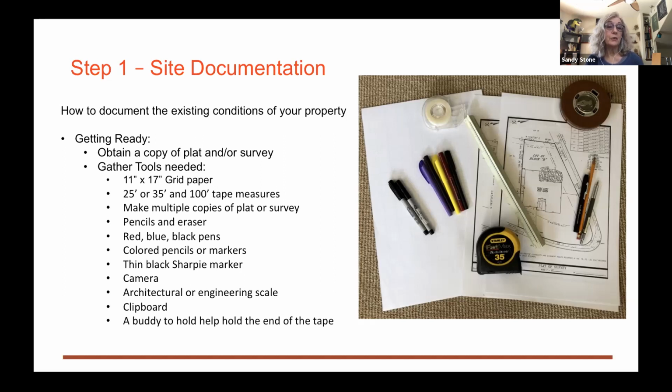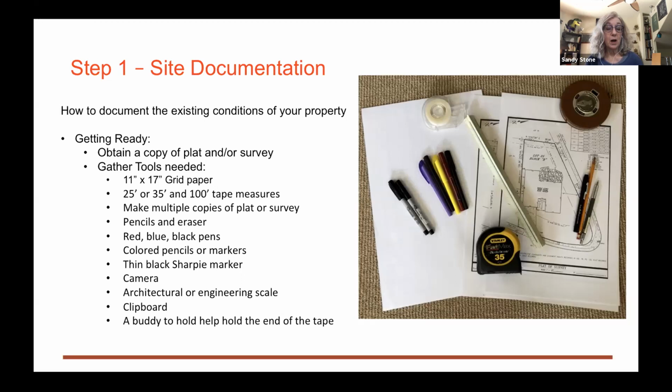You'll also need to gather tools. I like to use 11 by 17 grid paper. It's available at local office supply places or Miller Blueprint. Then you'll need a 25 or 35 foot tape. I recommend using the heavy duty wide ones that are stiff so that you can use it, especially if you're measuring by yourself. And then a 100-foot tape measure is also very helpful to have.